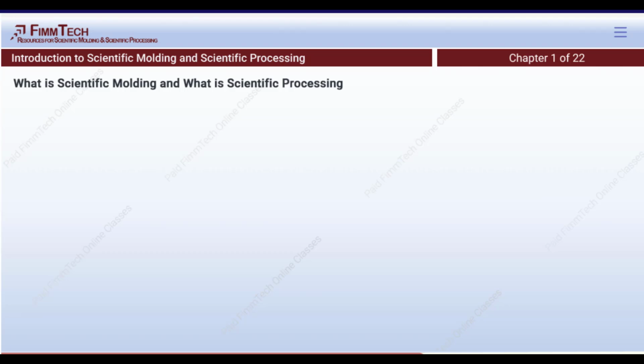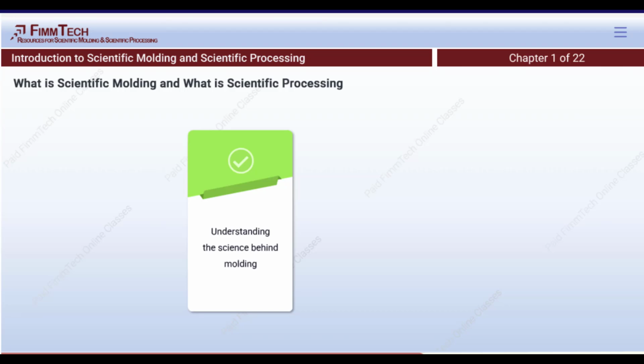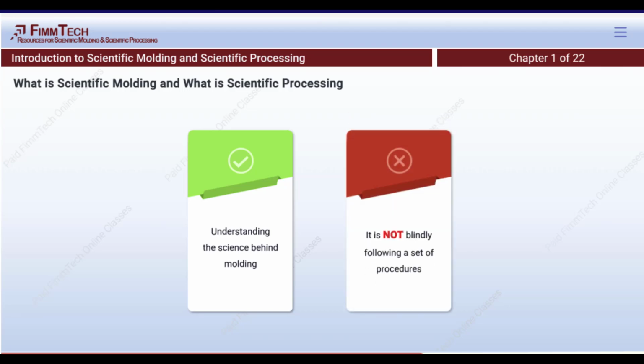Scientific processing and scientific molding, they are understanding the science behind molding, but it's very important that we also know that it is not blindly following a set of procedures. That's one of the reasons people fail in the implementation of scientific processing and scientific molding, because they go and blindly follow the set of procedures that were given to them during the seminar or a class or online, some of the resources that they've gone through. So please remember, it is not blindly following a set of procedures.